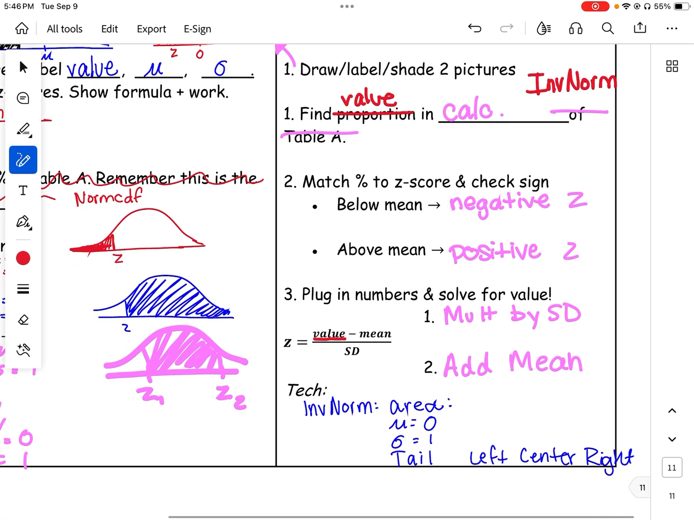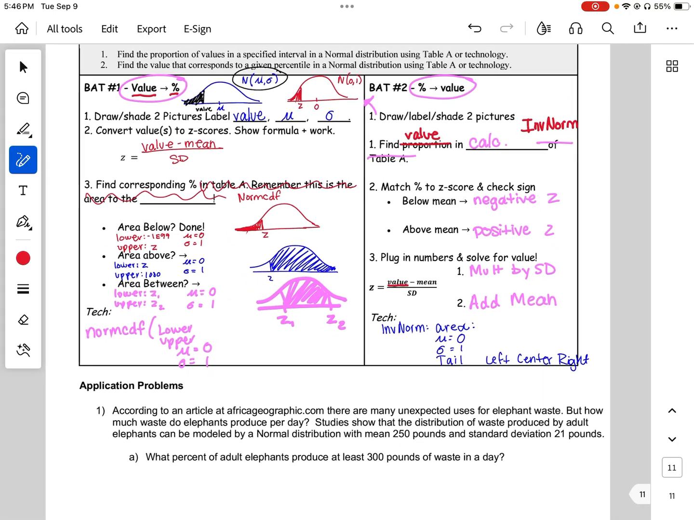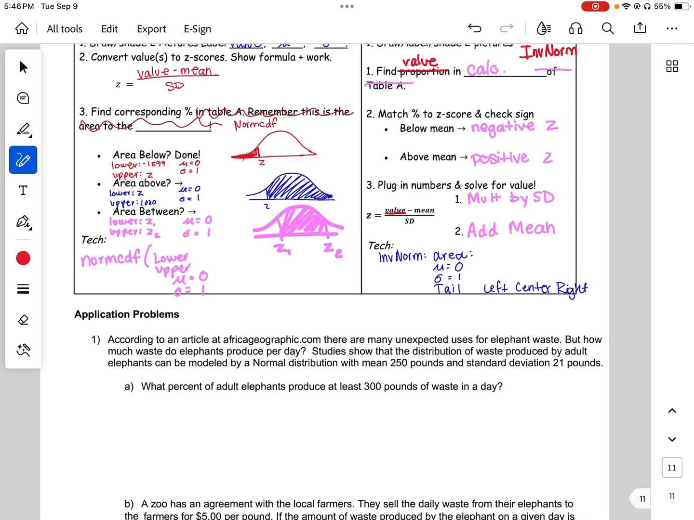So just a little reminder for your tech, we're going to use inverse norm. We have area, mean, standard deviation, and then you choose the tail. So it's left if it's area below, center if it is between two z-scores, or right if it's the tail on the right. Okay, so let's look at the two application problems.